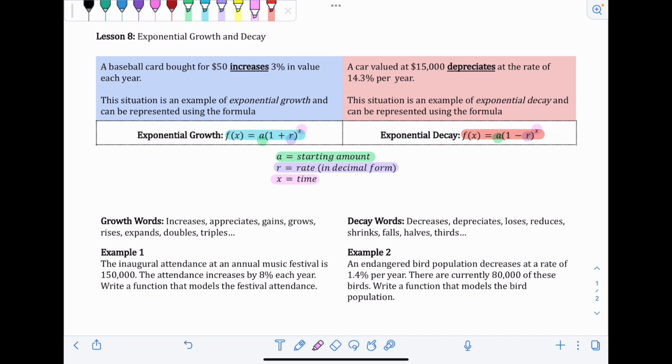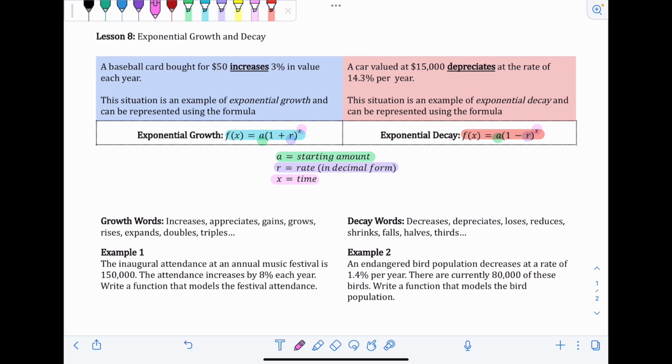So notice that between the exponential growth formula and the exponential decay formula, they are almost identical. The only difference is that exponential growth has a 1 plus r, making the growth factor greater than 1. And then exponential decay has a 1 minus r that makes the growth factor less than 1, so between 0 and 1. Okay, so definitely save these two formulas and keep a note of which one is used when. If we're increasing in value, we would be using the 1 plus r. If we're decreasing in value, we'd be using the 1 minus r.